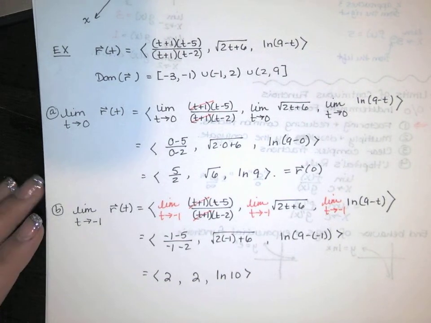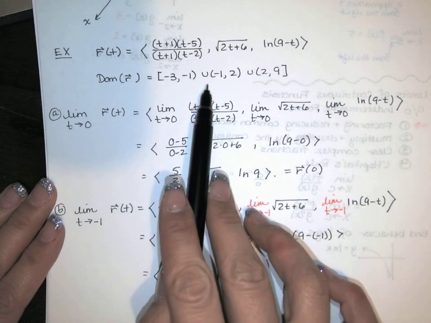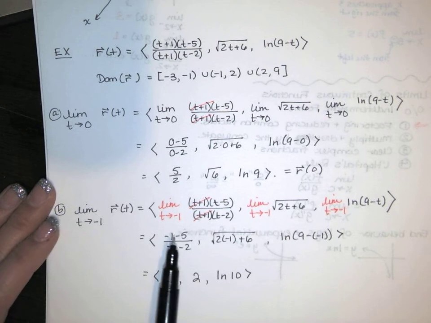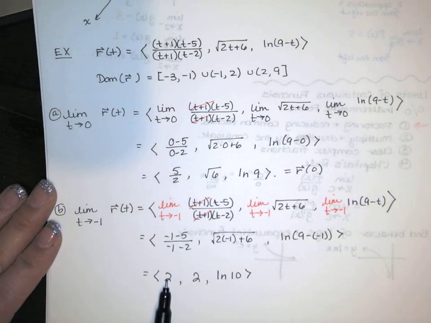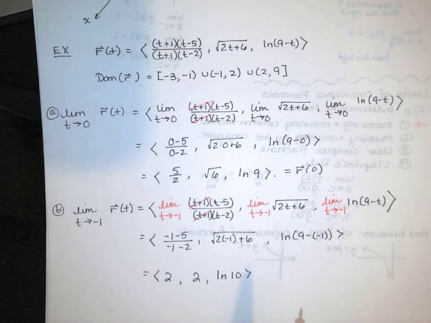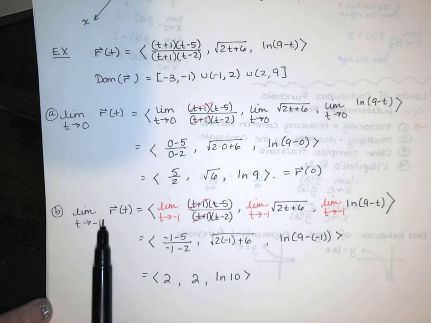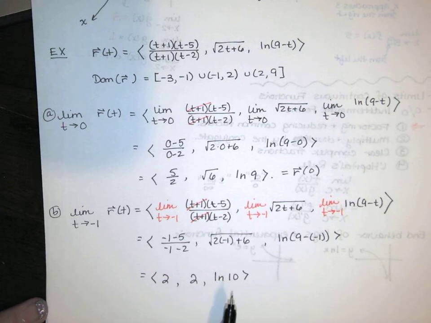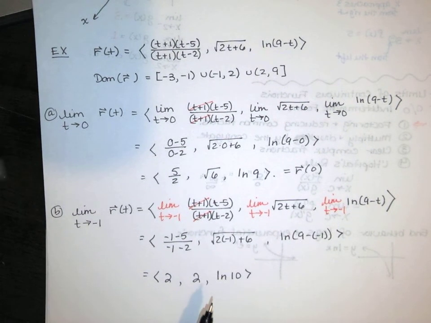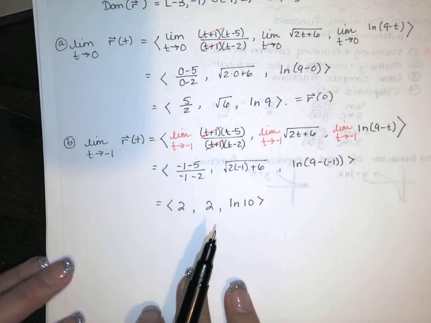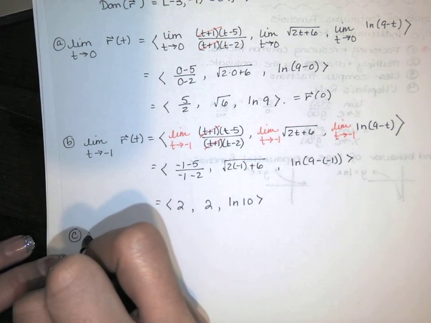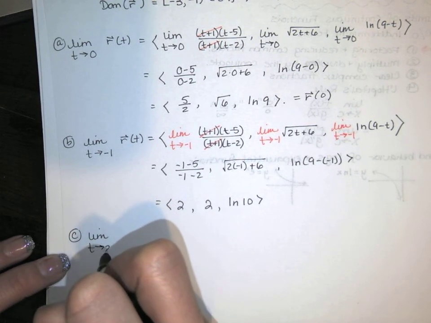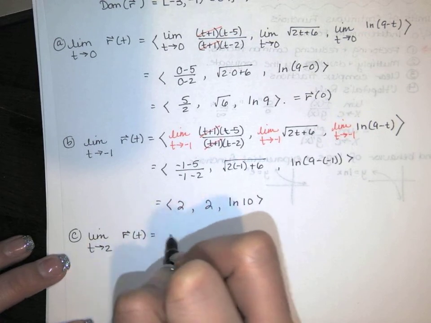Now this function's not continuous at negative 1. Negative 1's not even in the domain. But the x-coordinate is approaching 2, and the y-coordinate is approaching 2, and the z-coordinate is approaching natural log of 10. As we get arbitrarily close to negative 1, r of t gets arbitrarily close to this location, or pointing to this location. So this is our limiting value. Let's look at t equals 2. Same thing.